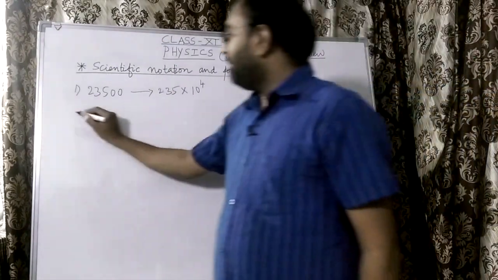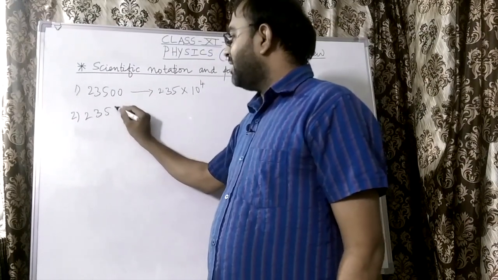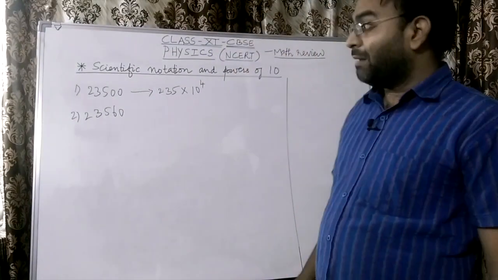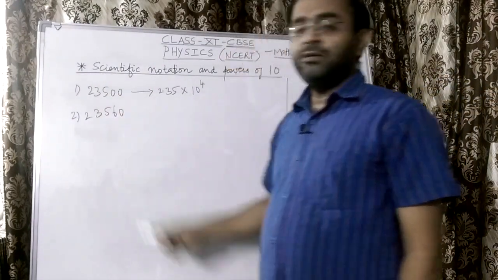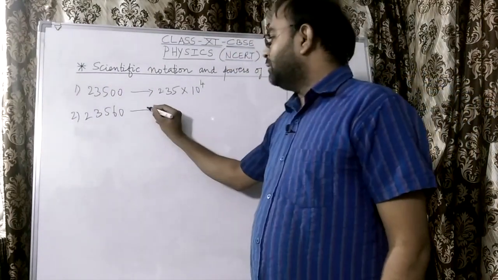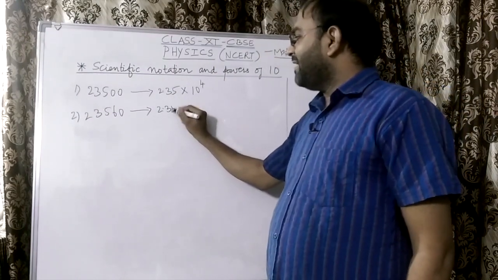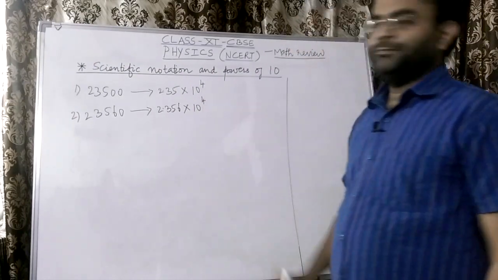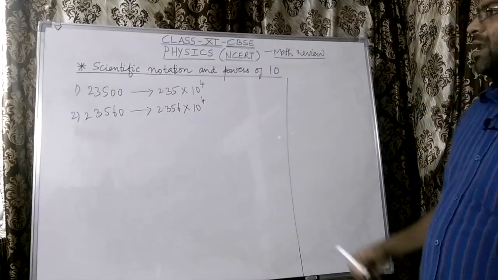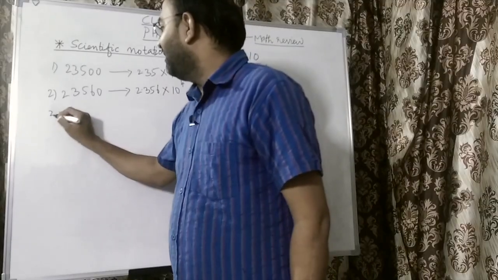Right. The same number, let us say, with some modification, you have 23,560. Now the number of significant digits has increased from 3 to 4 here. Therefore, when we try to write this number, we can write 2.356, again multiplied by 10 raised to the power 4. So this is how one has to represent numbers in scientific notation.